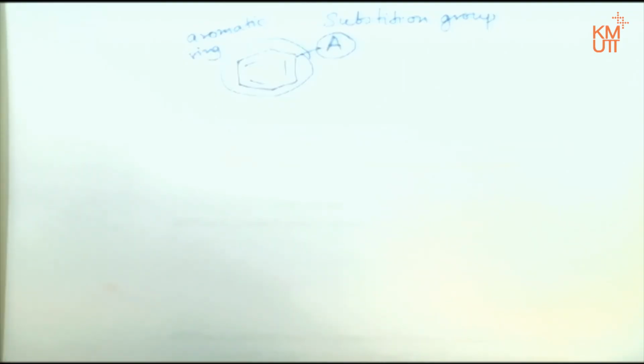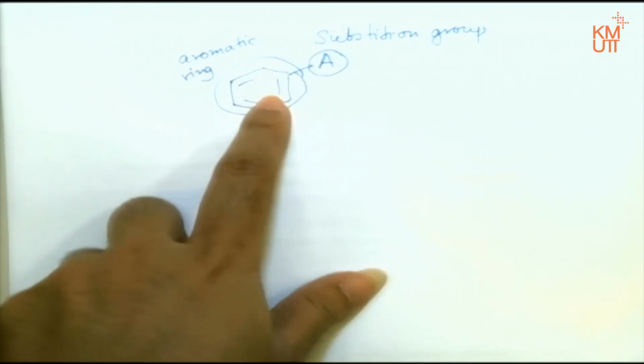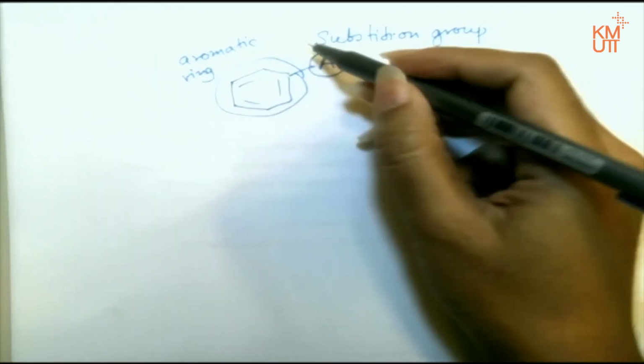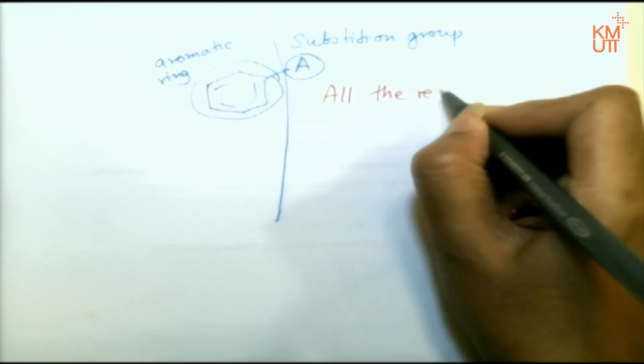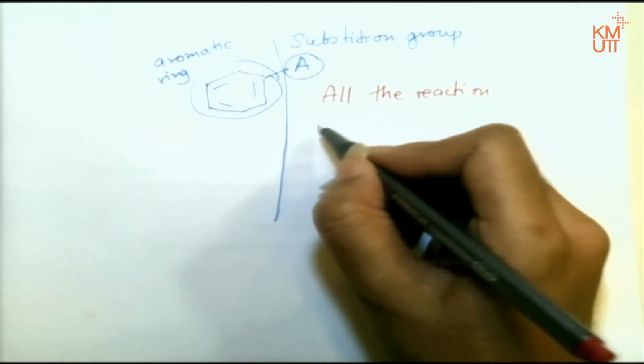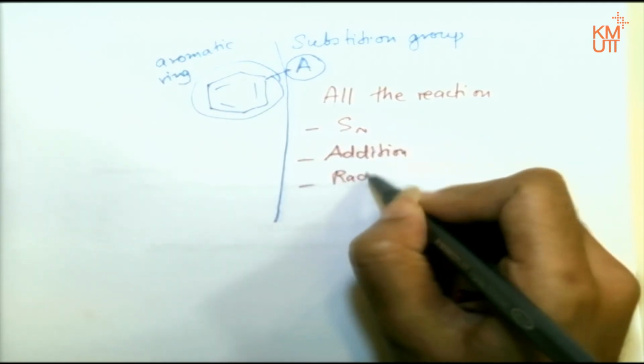An aromatic ring and a substitution group don't have the same reactivity. It depends. Sometimes when you have a reaction, you have to think about which part reacts. Sometimes the substitution group reacts, but sometimes the aromatic ring can react. But they don't have the same reactivity, so I consider the substitution group separately. For the substitution group, all the reactions are possible. The reactions that you know before are all possible with the substitution group. For example, SN is possible, addition is possible, radical substitution is also possible.